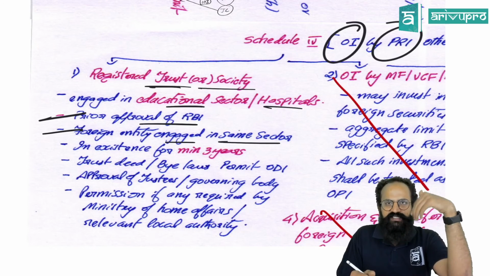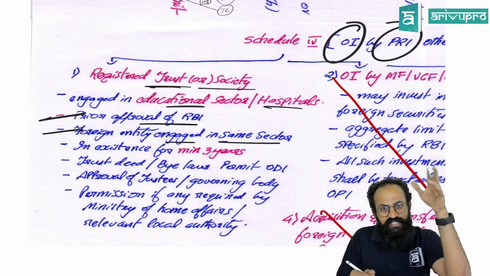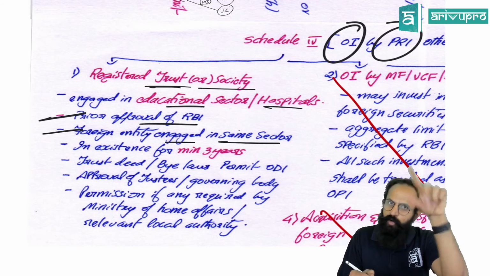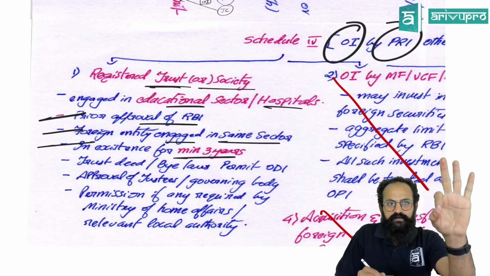Now I'm telling you, a trust and society can invest, but I cannot go and invest in Tesla. I have to invest in an educational university only. I have to invest in a hospital only. Same sector, I can go and make an investment. Okay. You should be in existence for a minimum of 3 years.